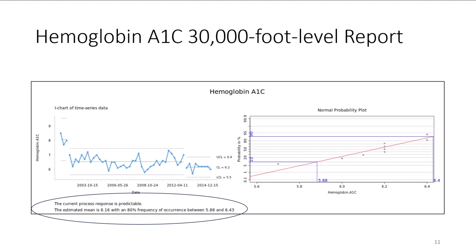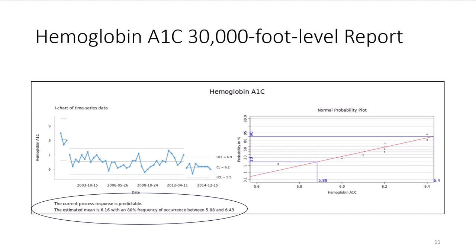Again, when there is no specification to estimate a non-conformance rate, an estimated mean or median is reported at the bottom of the report out with an expected 80% frequency of occurrence range. Whether there's a specification or not, this statement is a process capability performance statement. This process capability performance statement is much easier to understand than traditional process capability indices, that is Cp, Cpk, Pp, and Ppk. Plus, with 30,000 foot level reporting, a process capability statement can be made when there's no specification.